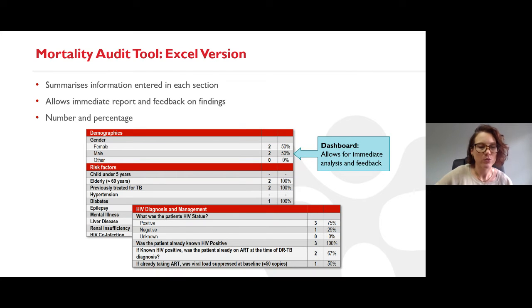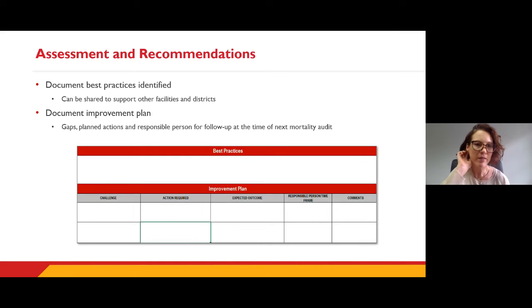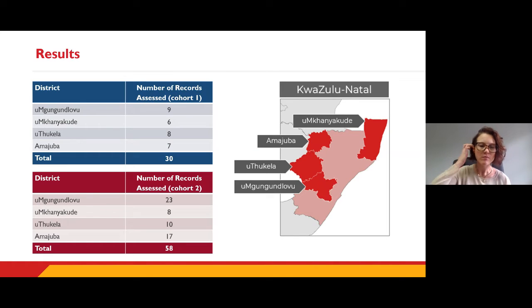And then on the Excel tool, to facilitate the summary of findings and analysis at a facility level, we had a dashboard table as well to allow immediate results under each section, so that facilities could easily see their findings. And then finally, an assessment and recommendations tab where we could document best practices and document an improvement plan that was specific to that facility.